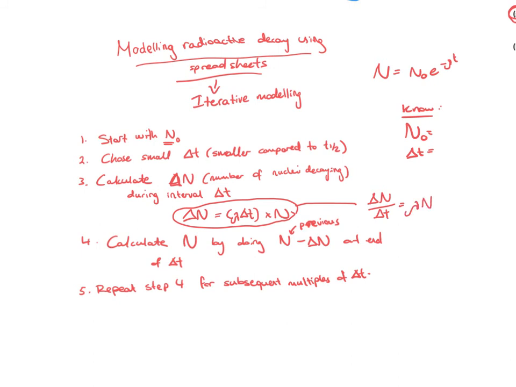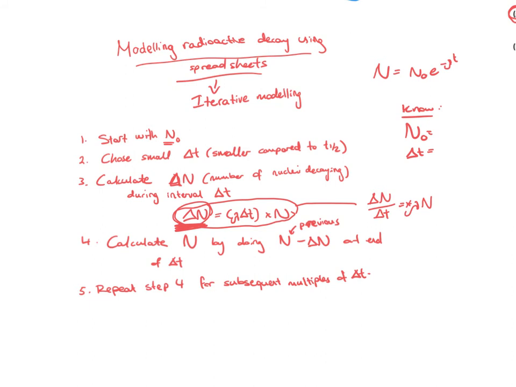We're ignoring the negative sign, only and only because we included the negative sign in our definition of delta N as the number of nuclei decaying. And then for the fourth step, you can calculate the number of undecayed nuclei in the source at the end of period delta t by simply subtracting the change in the nuclei from step 3, so what you calculated here, from the previous value of N.